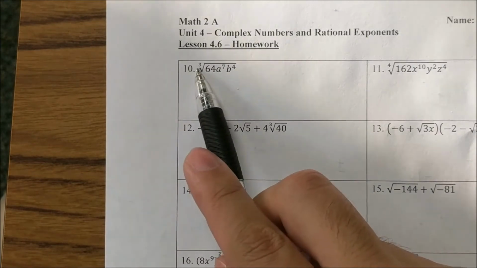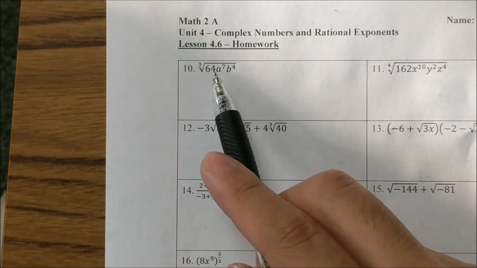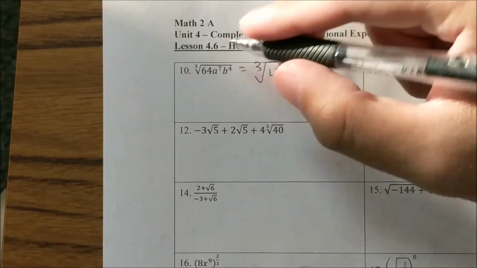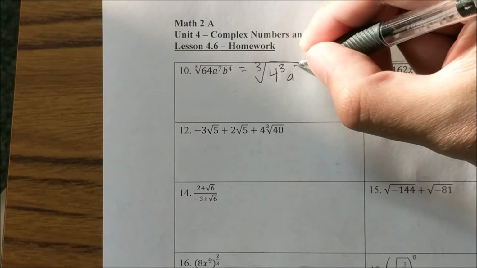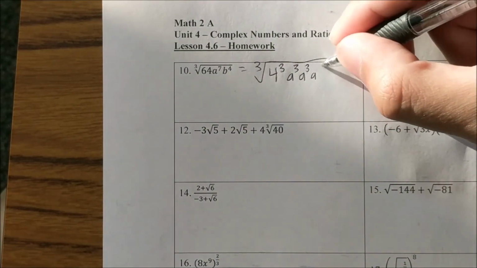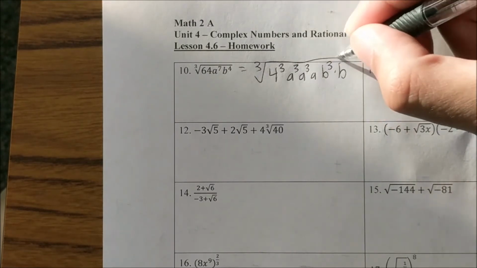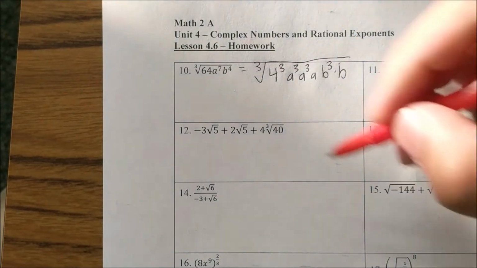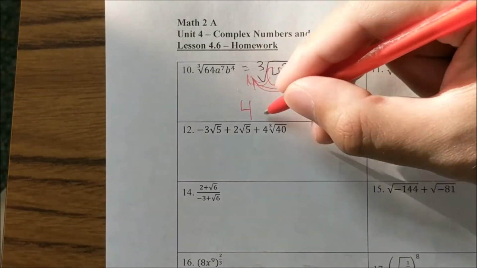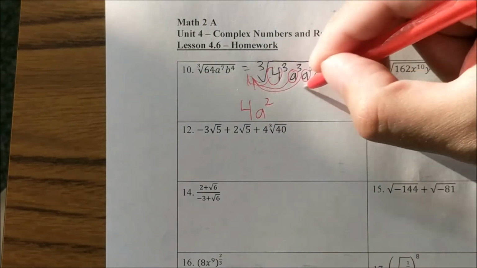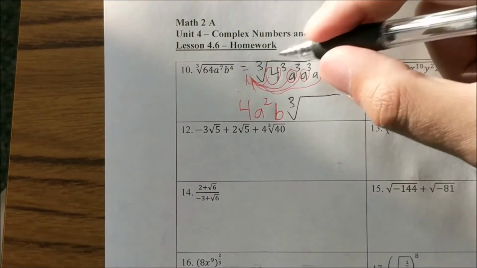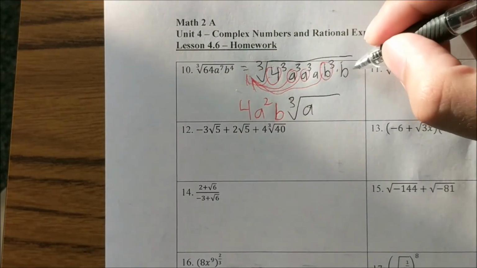Okay, so cube root, so I'm looking to make things cubed on the inside. So 64 is equal to 4 cubed. a to the 7th power, I'll rewrite as a cubed times a cubed times a. And then b to the 4th, I'll rewrite as b cubed times b. Okay, so what can I take outside? I can take a 4 outside. I can take 2 a's outside, so that becomes a squared. And I can just take a single b outside. All right, so what's left over inside the cube root? I have a single a and a single b.